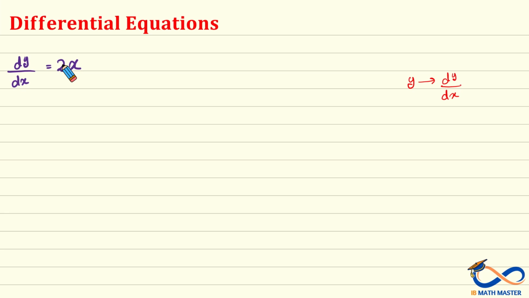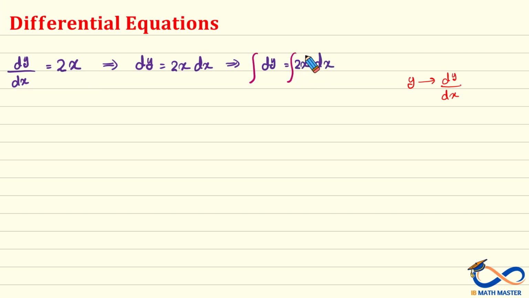But here, we'll do it in a slightly different way to get used to differential equations better. So first, we will separate the variables by cross-multiplying. We will multiply by dx. So now we will have dy is equal to 2x multiplied by dx. Notice that we have only x on the right and only y on the left, so we separated the variables. So now it's ready to integrate both sides.